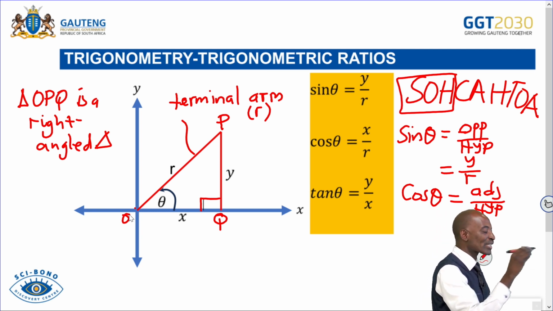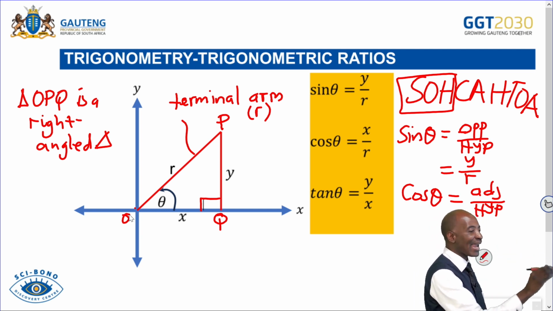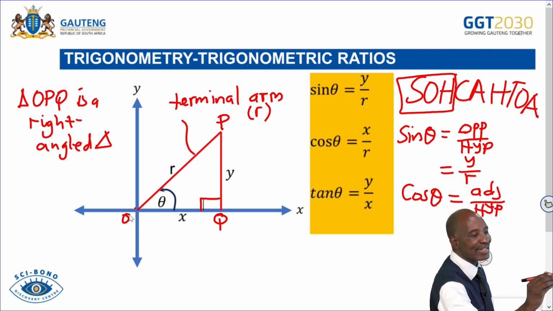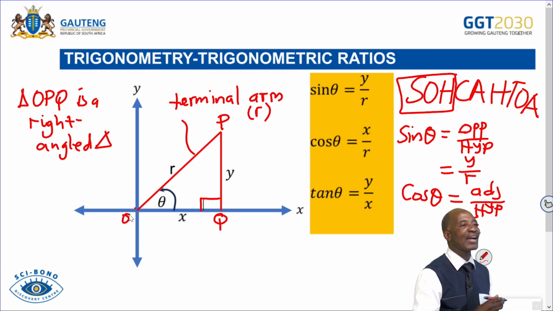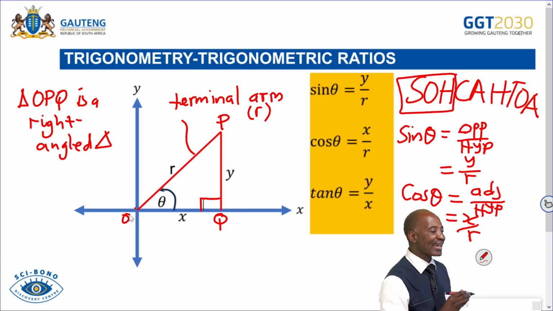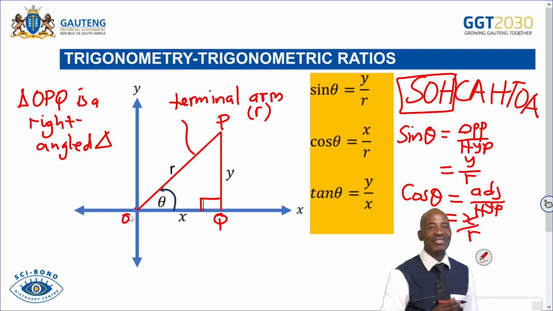It's just positioned to theta, so it's X. So it's going to be X divided by our R. So our cos theta will then become X divided by R. Then finally, our tangent of theta as our third ratio.